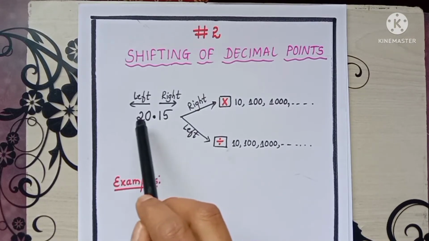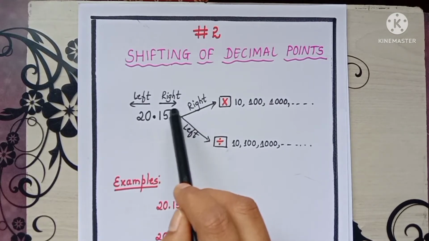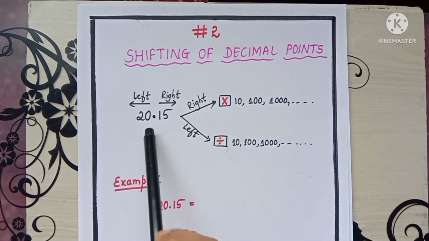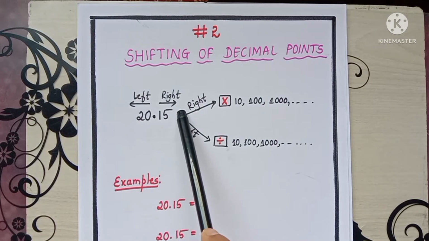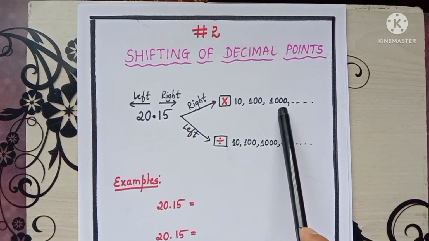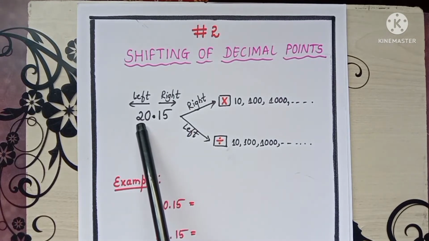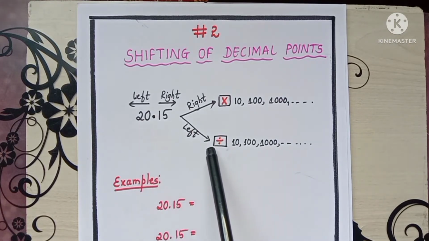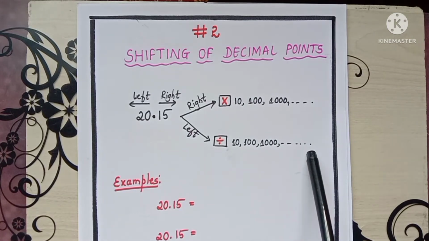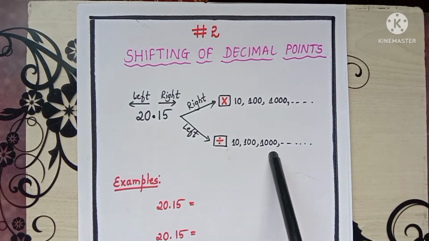Here in this 20.15, after the decimal point, let us take it as the right side, and here let us take it as left. Suppose you want to shift a decimal point to the right side, then you have to multiply the number by 10, 100, 1000, etc. Suppose you want to shift a decimal point to the left side, then you have to divide the number by 10, 100, 1000, etc.